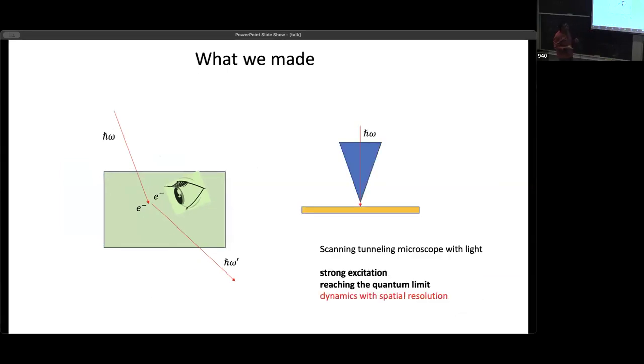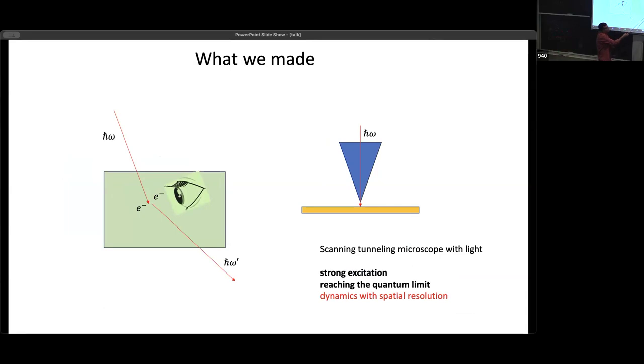So I'm a cheap guy. And so we need to do something quick. We cannot wait for so long. And so here's what we did. We took an optical fiber and we tapered this optical fiber and we shine light through this optical fiber.